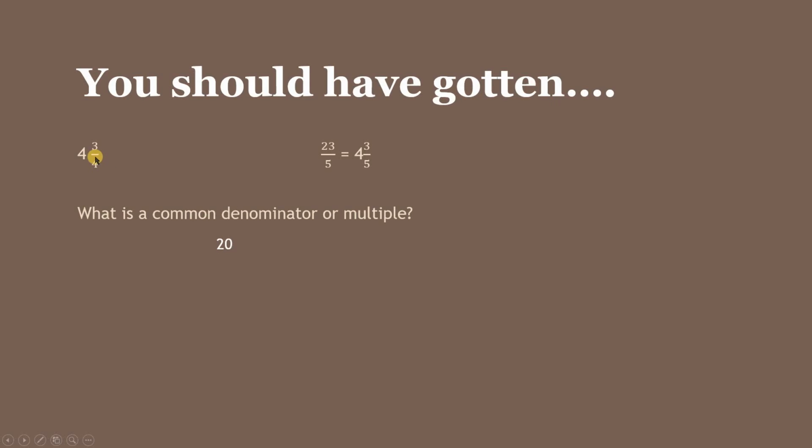What do I have to do here to turn the 4 into a 20? I have to multiply it by 5. So I'm going to multiply the top and the bottom by 5. Over here, what do I have to do to turn 5 into 20? I have to multiply it by 4. Same with the top, so I will multiply the top and the bottom by 4. That is what you should have done. When you do that, 4 times 5 is 20, 3 times 5 is 15, and 5 times 4 is 20, and 3 times 4 is 12. So that is what your new numbers should look like whenever you have those common denominators.